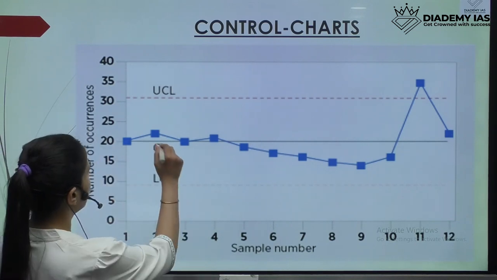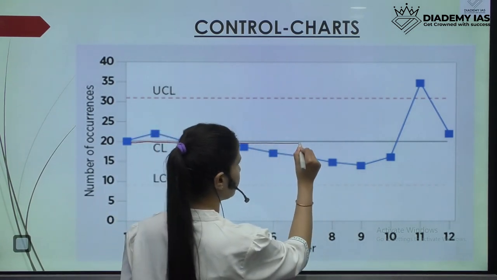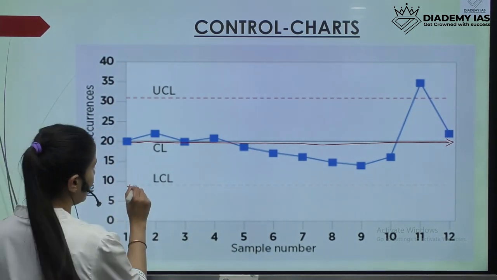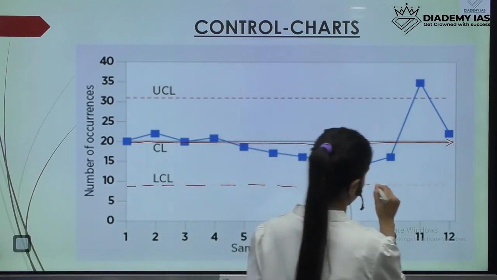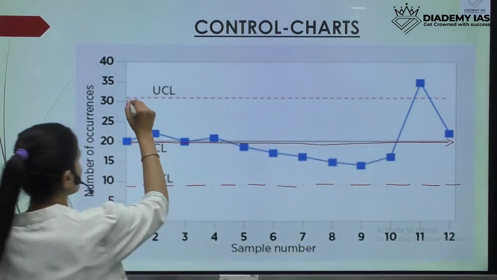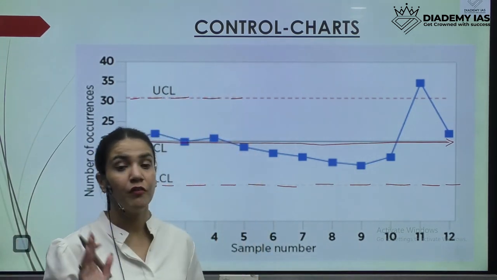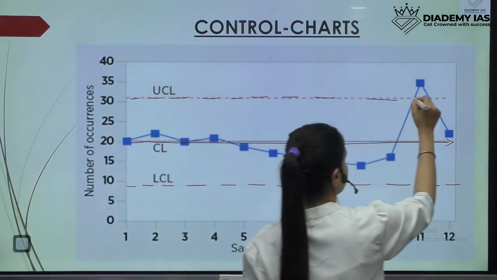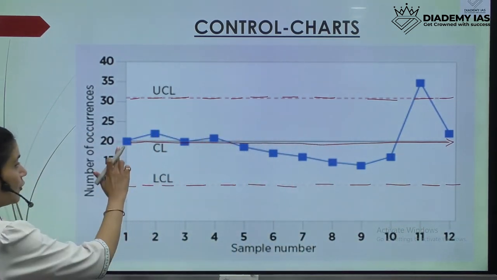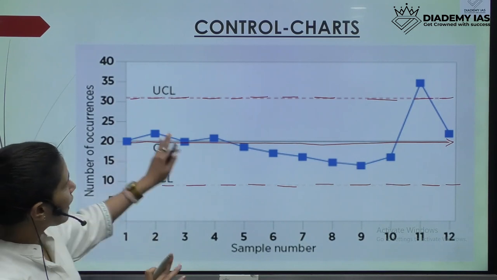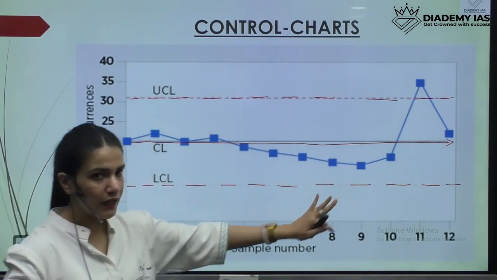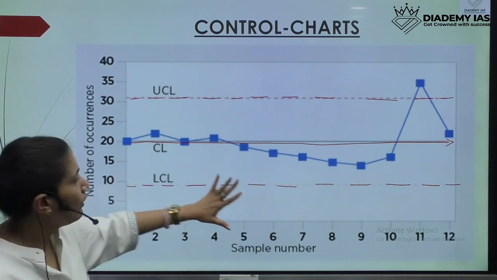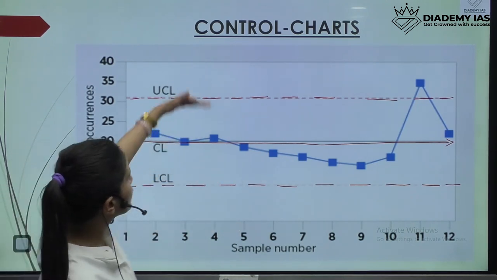So if you see here clearly, this is basically the line of the control limit. The middle one is the mean. This is the lower control limit. This is the upper control limit. We have a proper standard formula by which we calculate LCL and UCL. The mean is also calculated. Now, during the entire process of production, these scattered points are plotted, and they are made sure that they don't go below this LCL or much beyond UCL.